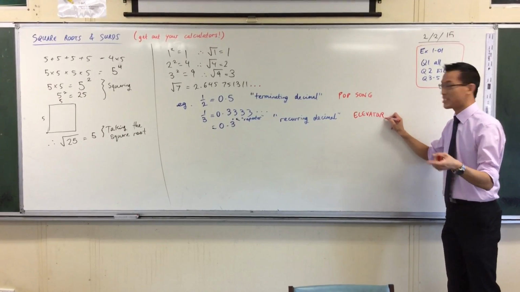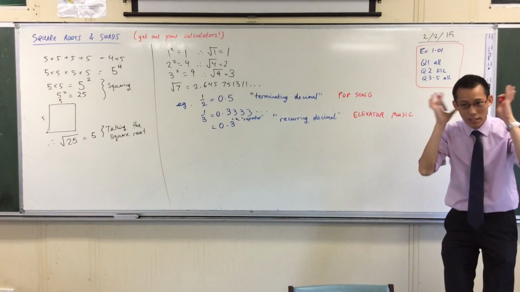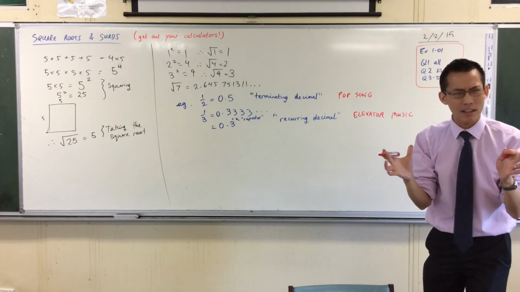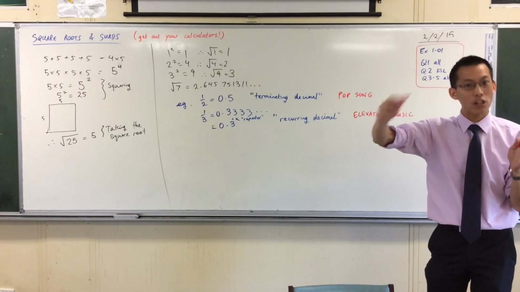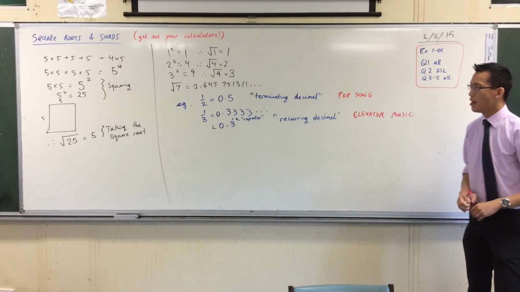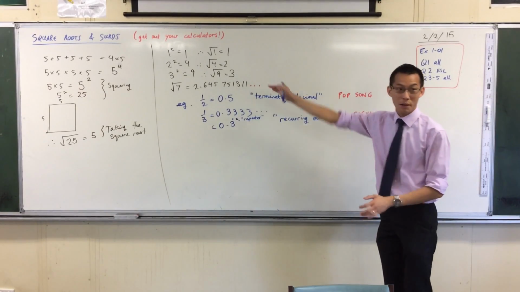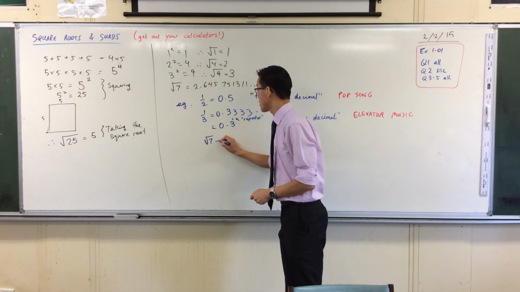Now, it's important that it's like an elevator, because if you go in and you listen, it's still the same music. You're like, I recognize this. It's just on a loop, over and over again. Okay, now let's compare that to our weirdo friend up here, the square root of 7.